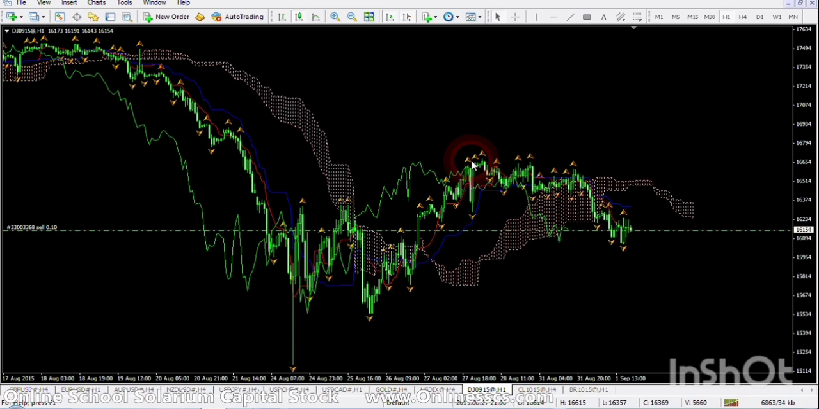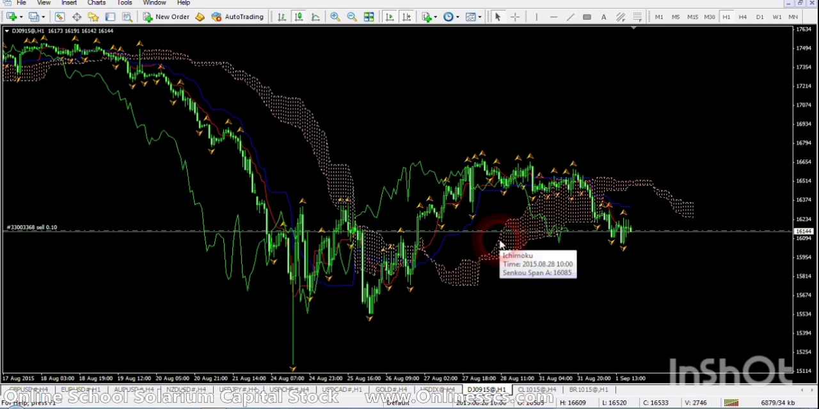I will tell you about targets and stop losses. So until now, we know where to put sell or buy positions. According to Ichimoku, we could analyze if our trend is an uptrend or a downtrend. Say I have a sell position here. I want to know where it will go, until where it will go.